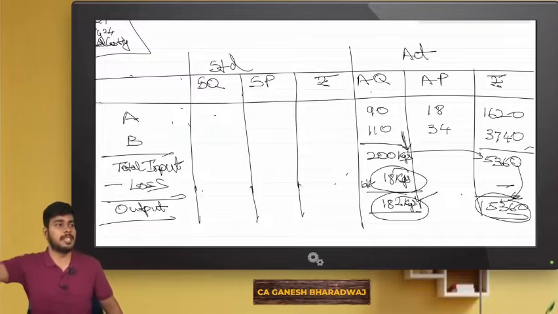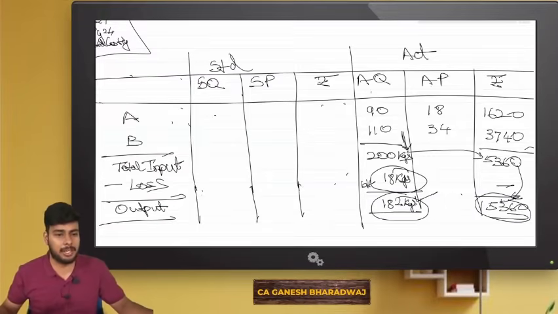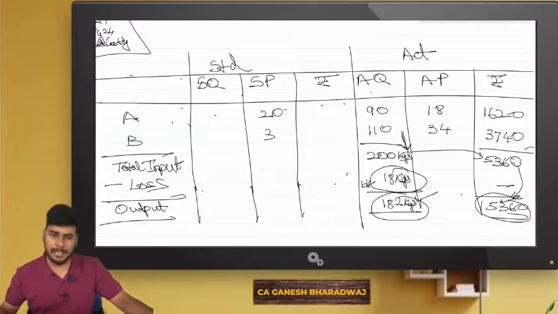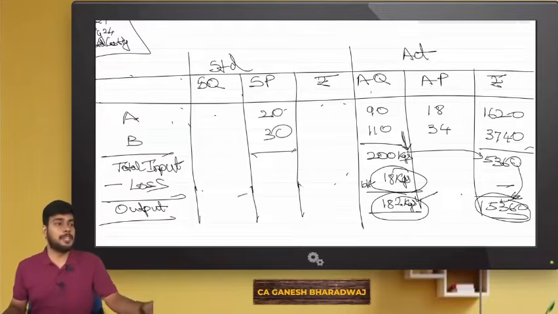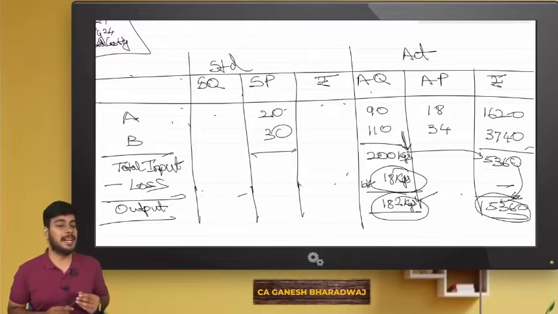Now, guys, everyone, please listen. And of course, standard prices are also given, no? How much? 20 and 30. Fine, right, great. Now, you tell me, what do you mean by standard quantity? What is the meaning of standard quantity, guys?